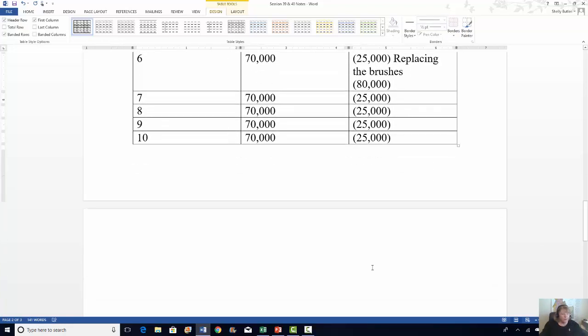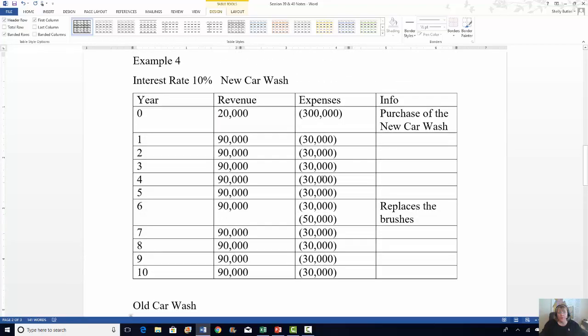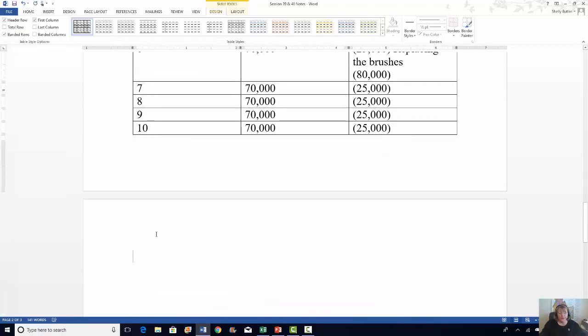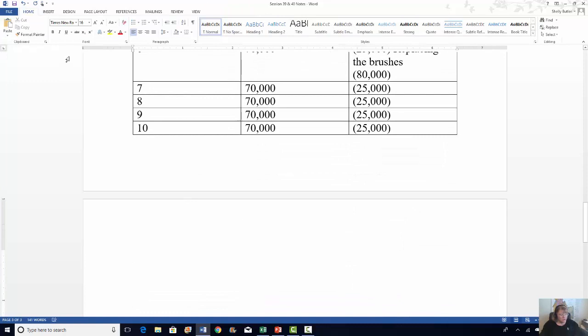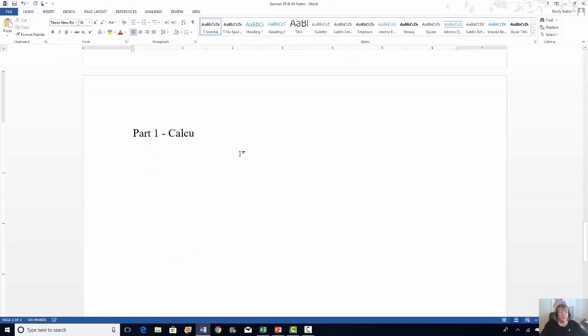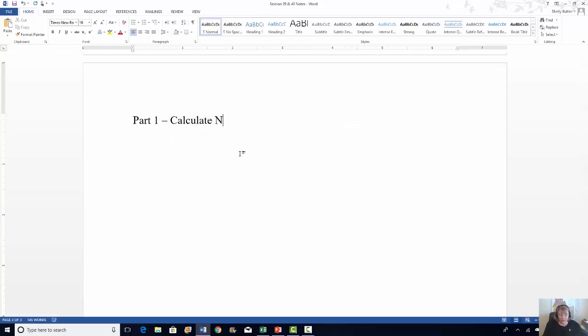Now we have our charts laid out here, and we're going to go on to this next page. And now for part 1, we need to calculate the net present value of the new car wash.